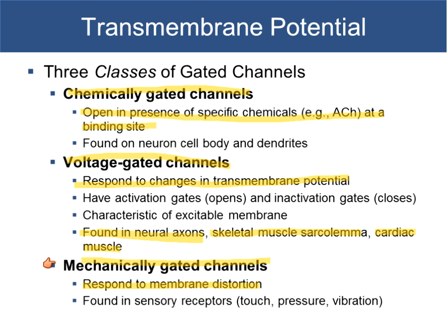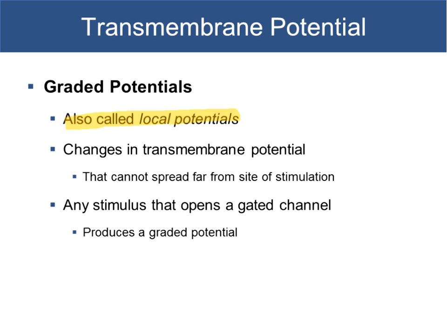And the third type of gated channel is a mechanically gated channel. These are going to respond to membrane distortion, and that distortion can be in the form of sound waves, like those that are used for hearing. It could be in the form of touch, pressure, vibration. Those things will actually distort the membrane itself and pull the gate open.